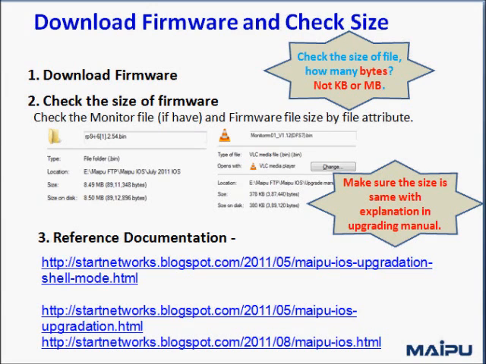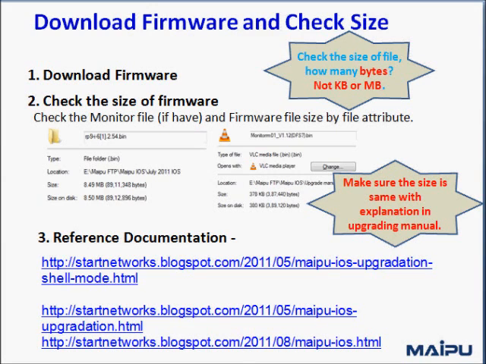As you download Maipu IOS from FTP servers, you will also get an upgradation document, in which you will find the detailed process of upgradation from both shell mode and monitor mode. If you are not finding it, you can ask for the documentation from techsupport@maipu.com. Please read the document carefully before you upgrade.